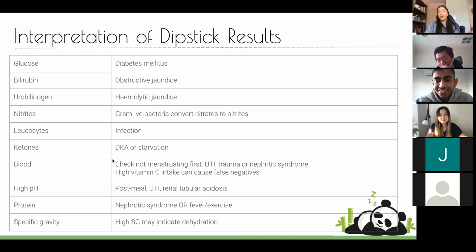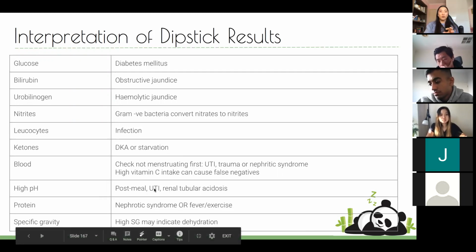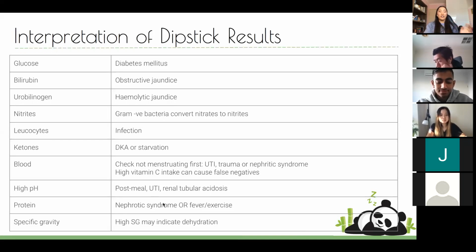Blood, all sorts of causes, and actually high vitamin C intake can cause false negatives in blood, which is interesting, and menstruation can cause a false positive for obvious reasons. High pH can also be a whole bunch of things, but UTI is probably the most important one to know about. Protein is going to be your nephrotic syndrome or other systemic things, fever, exercise, but really you have to know about nephrotic syndrome. And the last one is specific gravity. Specific gravity is talking about the concentration. So if it's high, they might be dehydrated.